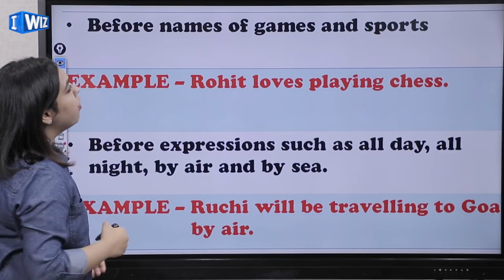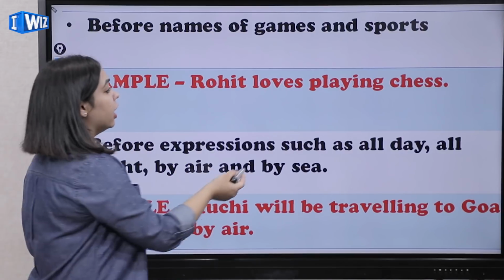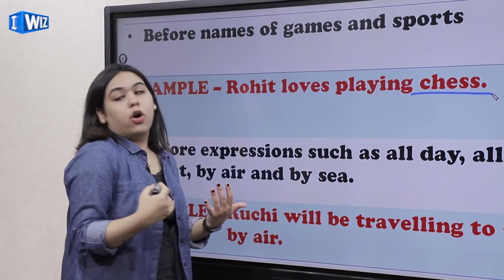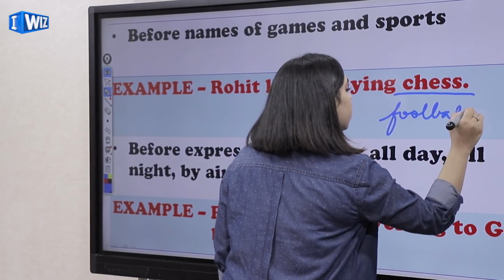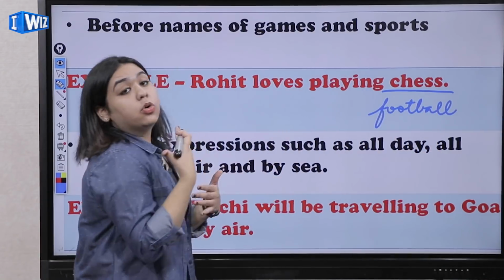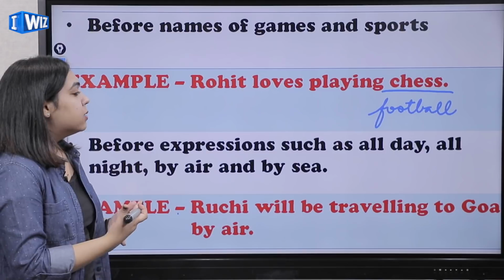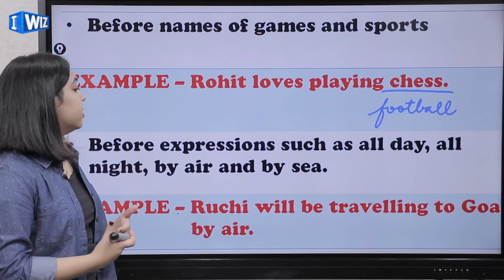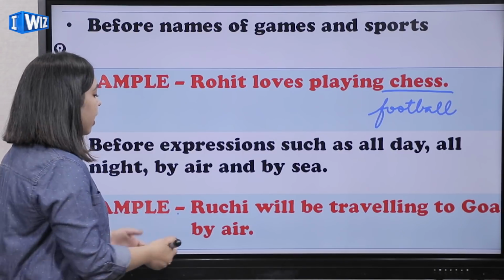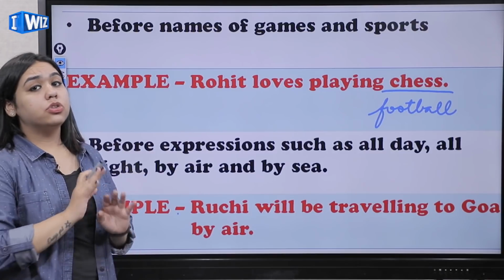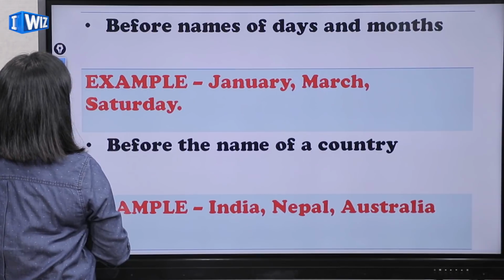Now the next one is before names of games and sports. Let's say Rohit loves playing chess. Again, chess is a game, or even if I name a sport, let's say football, we are not going to use any article, a, an or the. Next, before expressions such as all day, all night, by air, by sea. For example, Ruchi will be traveling to Goa by air. In such expressions, you are never going to use articles. I hope it is clear to you.